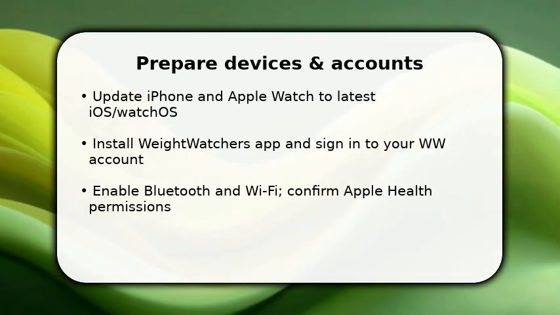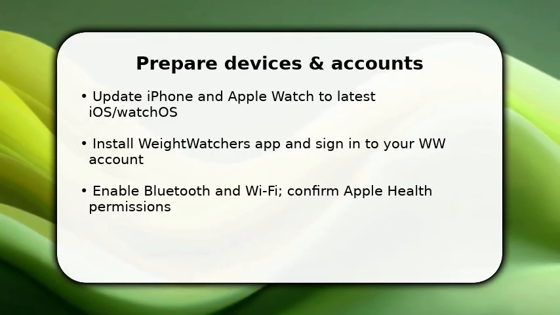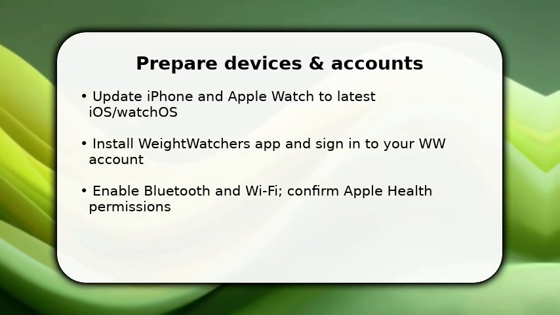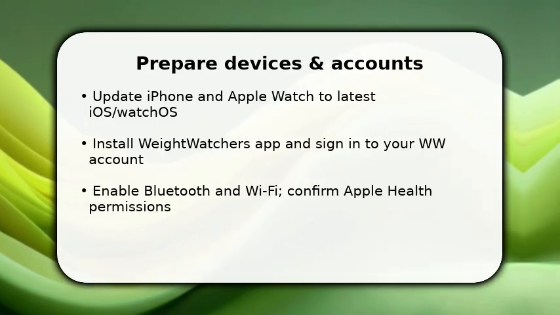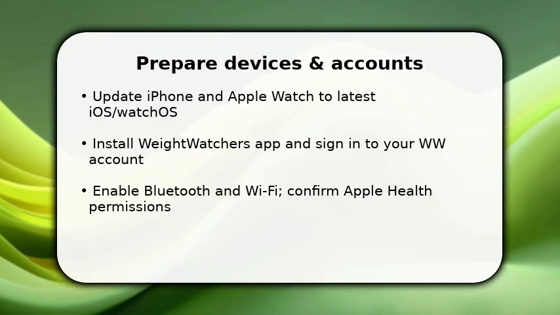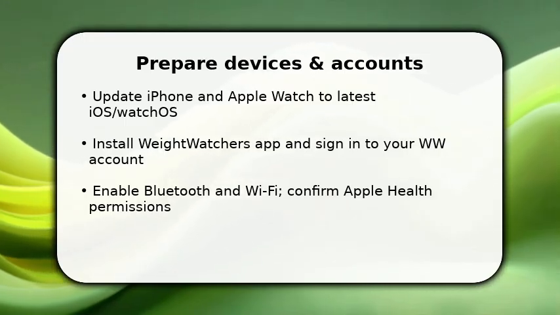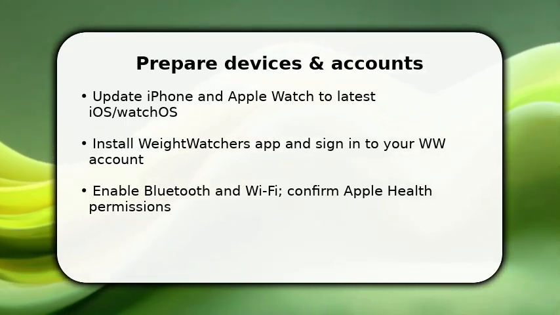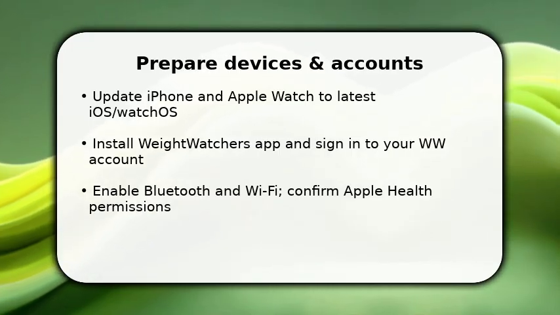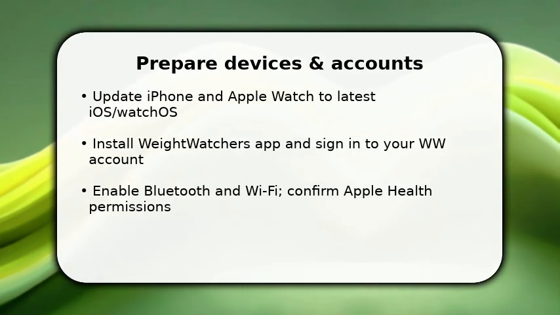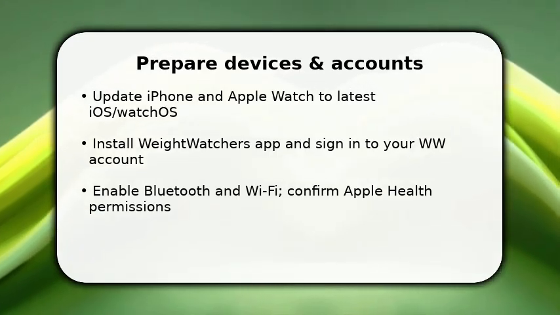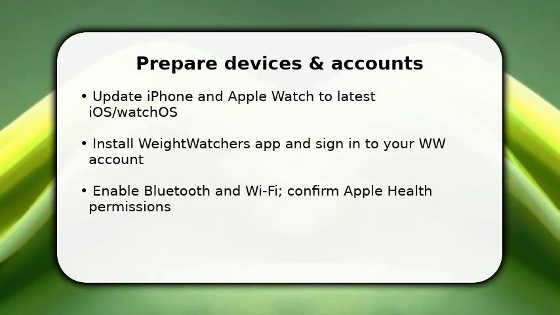You start by making sure your iPhone and Apple Watch are both updated and on the same Apple ID. This prevents sync conflicts. Once done, install and sign into the Weight Watchers app on your iPhone so the companion connection can be established. Make sure Bluetooth and Wi-Fi are on, and open the WW app to grant Apple Health permissions when prompted. This is why WW reads steps and workouts. These prerequisites let the apps exchange data immediately.